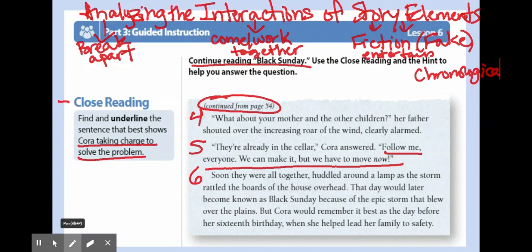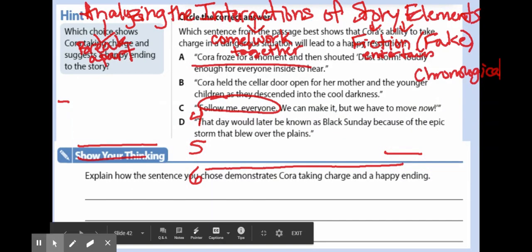So we want to underline where it showed us that Cora was taking charge to solve the problem. And that would be in paragraph 5 when she says, follow me, everyone, we can make it, but we have to move now. Because she says the word now, she's screaming it at her dad and her brothers, which means she knows what she's doing. She's already put her mom and siblings in the cellar.